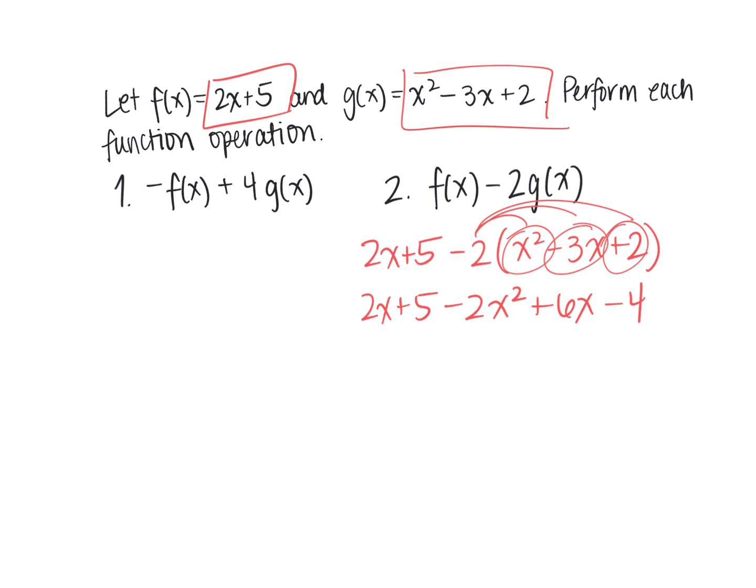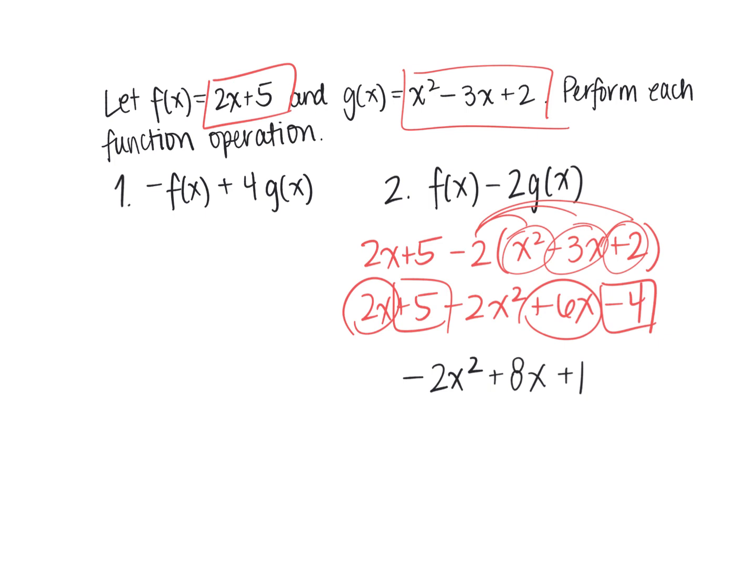Now I combine like terms. The 2x goes with the positive 6x. The 5 goes with the negative 4. And negative 2x squared doesn't have anything that it combines with. So I'm going to write negative 2x squared. 2x plus 6x is 8x. Positive 5 and a negative 4 is 5 minus 4, which is positive 1. And that is my final answer for this.